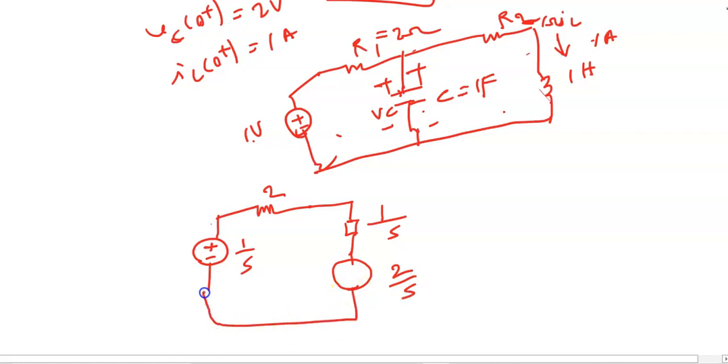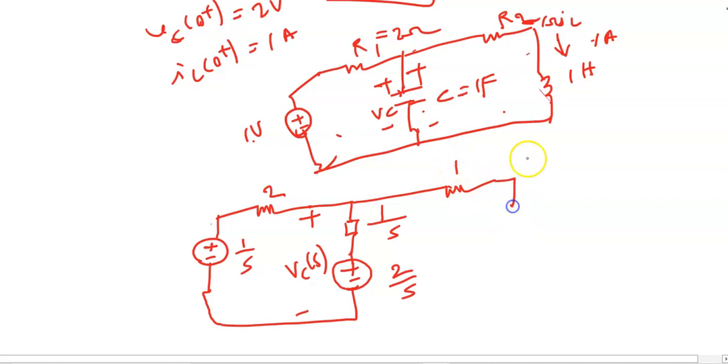And the most important thing is the polarity. Polarity will be the same as it was initially. So initially the top node is positive, the bottom node is negative. So this is positive, this is negative. We have done with the capacitor. And what is the VC? VC is across this terminal and this terminal. This is your VC(s).